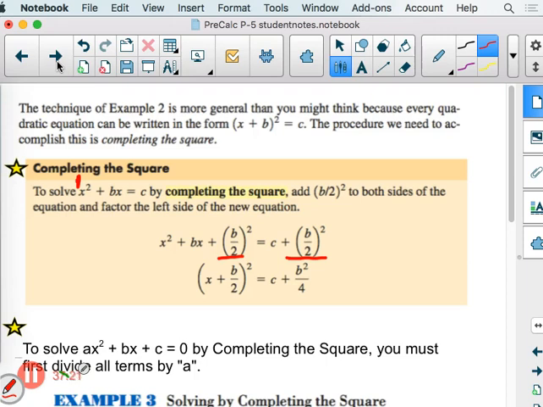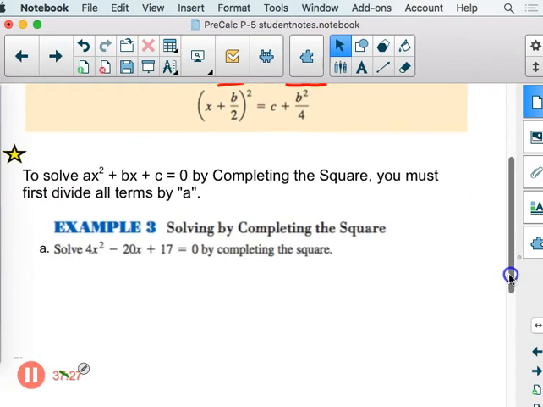So b over 2 squared. Not a tough formula to remember. But like I said, sometimes when you don't use it for a while, you lose it. It's one of those things. So to solve ax squared plus bx plus c equals 0 by completing the square, we have to first divide by that a value. Because it needs to be a 1. It has to be a 1 to complete the square.